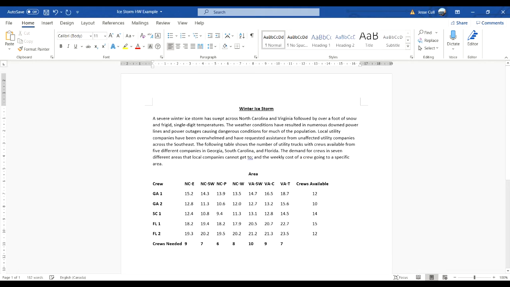And here at the bottom, we have all of the relevant information. So these are our crews, these are the destinations, and the costs associated with each one, as well as the number of crews available and the number of crews needed. This question is relatively straightforward because it's already been organized for us, and there is no irrelevant information here. All of this is background information and not necessary to solve the problem for us.